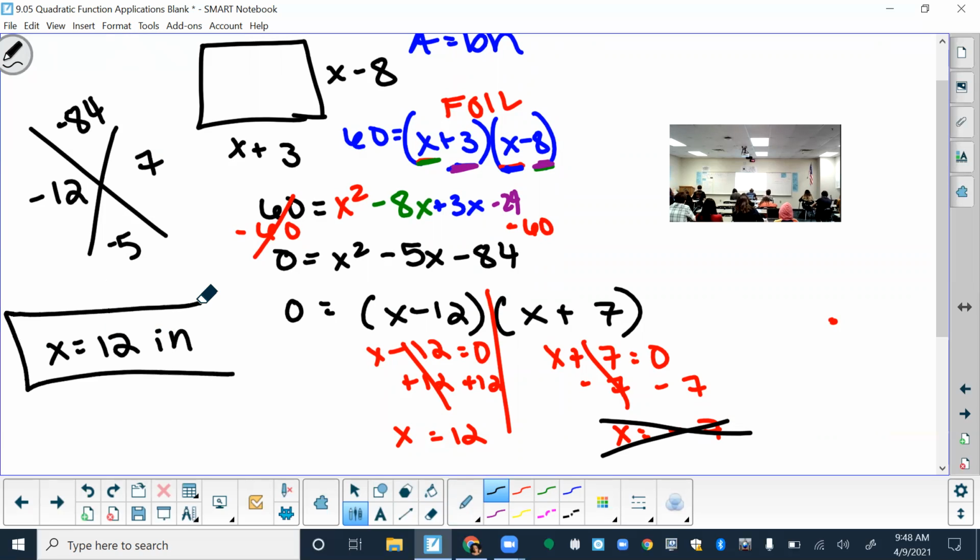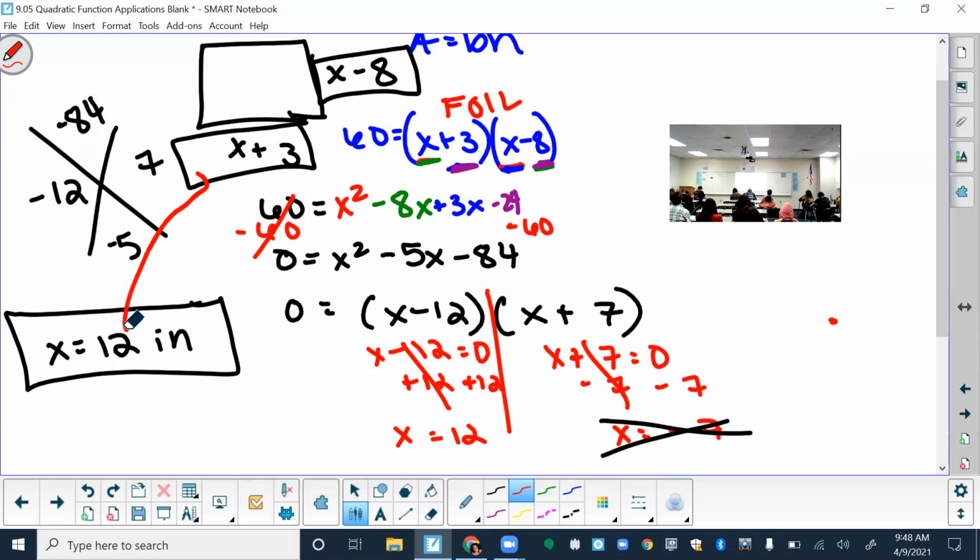But what if the problem was asking for the lengths of the rectangle? Would the answer be 12 for that? No, because we know these are the lengths: x plus 3 and x minus 7. Well, since we know that x is 12, how would I give you an exact number for that? Good. So plug in that 12 for the x.